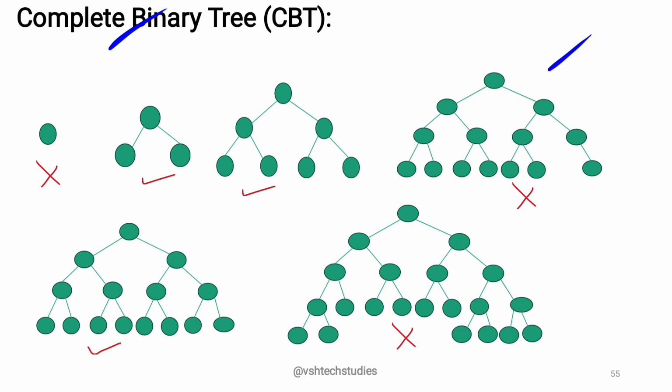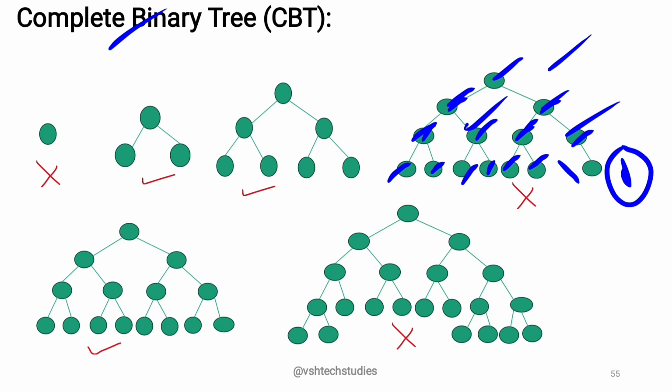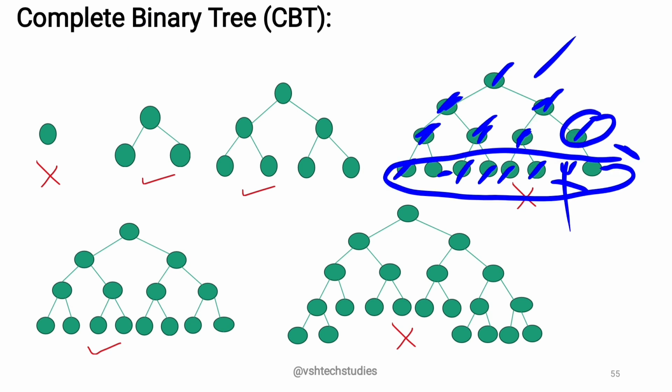Next, this tree, if you consider, here this node has 2 children, this node has 2 children, this node has 2 children, and this node has 2 children, this has 2 children, this has 2 children, but this has only 1 child. So one child is missing here. So this level is not filled. Hence this is not a complete binary tree.